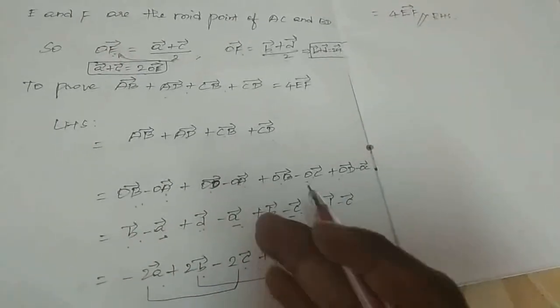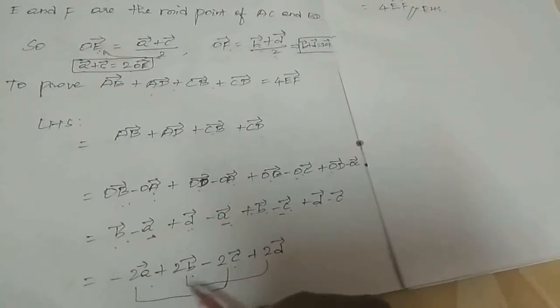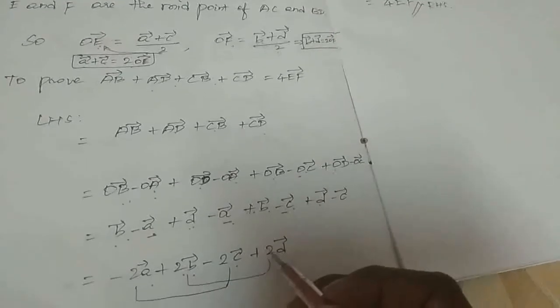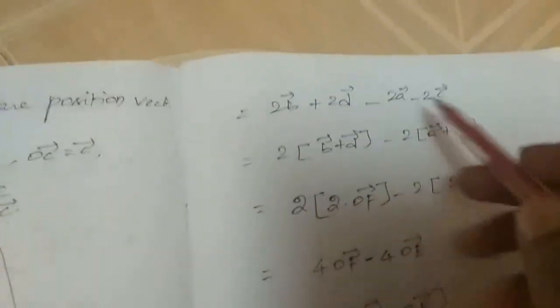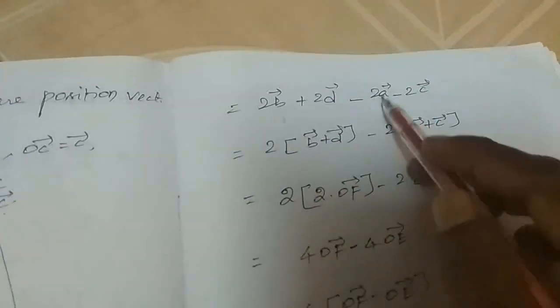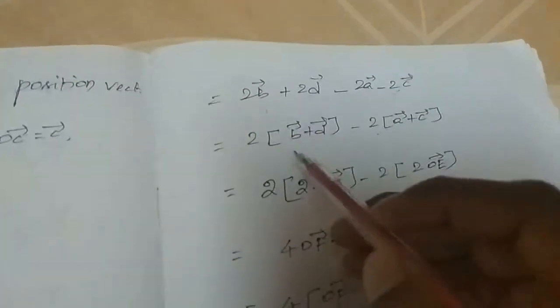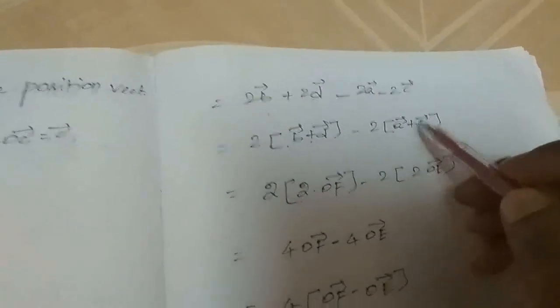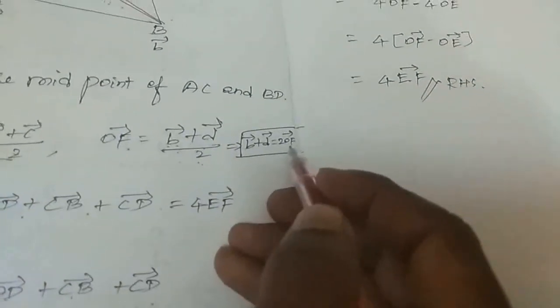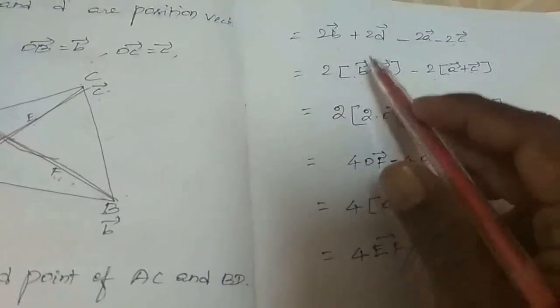Now I take the positive values separately and the negative values separately. Positive value: 2B vector plus 2D vector only. Negative value: minus 2C minus 2A vector only. So 2 is a common factor, taking it outside. So B plus D vector is here, A plus C vector is here. So what is the B plus D result? B plus D result is 2 OF vector. After that, A plus C result is 2 OE vector.